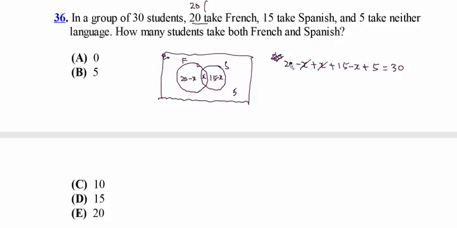Now so 20 plus 15, 35 plus 5, 40 minus X equal to 30. Okay, so 40 minus 30 equal to X, which gives X equal to 10. So X is the zone that meets the requirement. What I mean, X is those that do French, at the same time they do Spanish. So the answer is actually 10.